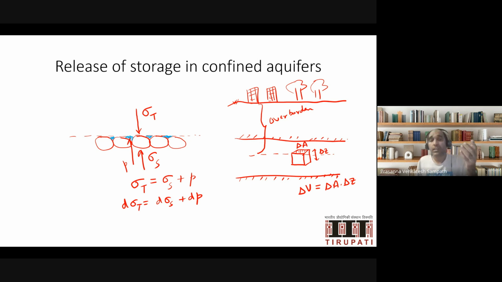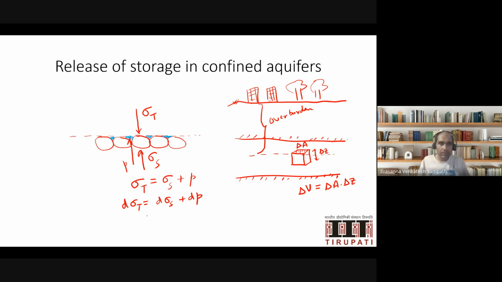What will happen to the pressure of the water inside this box? This box has got water inside it at a certain pressure. I remove some water from this, so it will reduce the pressure of water inside that box, right? But when I do this, is there going to be any change in the overburden pressure from above? When I remove a little bit of water, all the soil and all the material above this box is not going to change. It's going to remain the same. So sigma t is not changing. In other words, d sigma t is 0 when I do this.